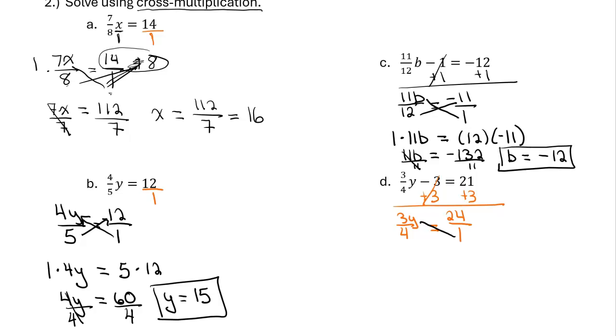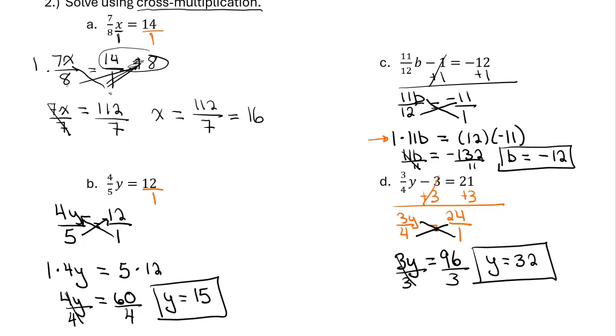multiplication. So this time I'm not going to show that in the intermittent step like what I did here in the previous ones, you can go straight to just the multiplication. So 1 times 3y is 3y equals 4 times 24, and that gives me 96. Now I divide both sides by 3 to get the y by itself, and so I get y equals 32, and that is my final answer.